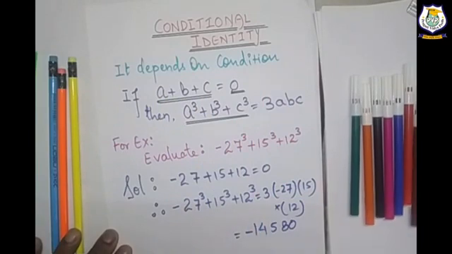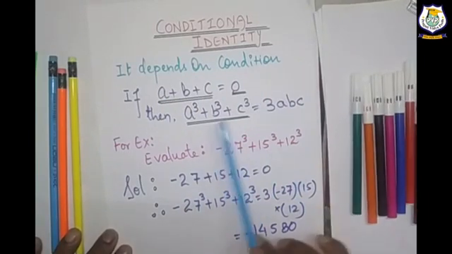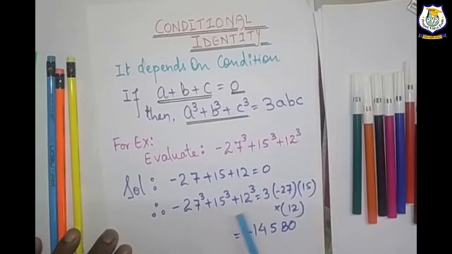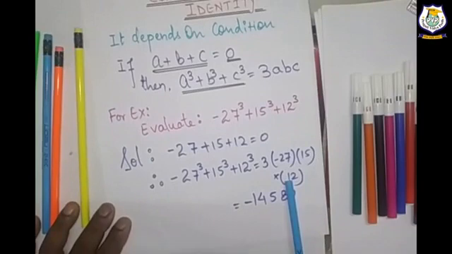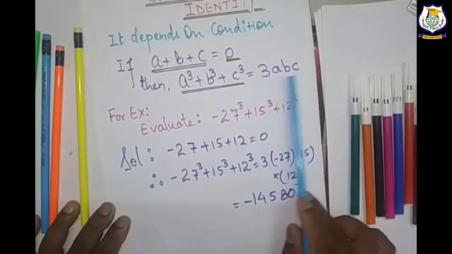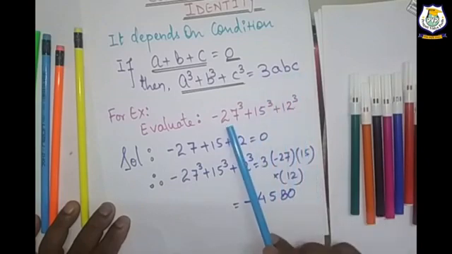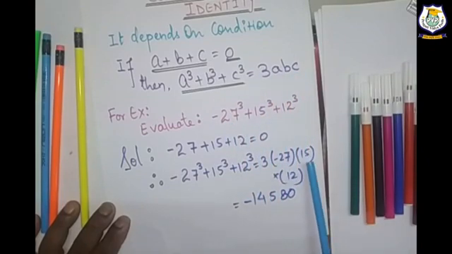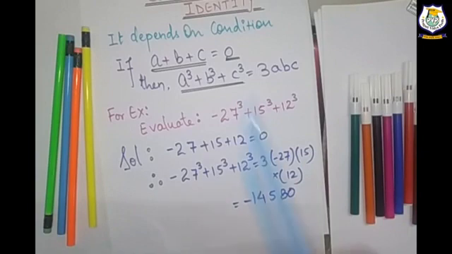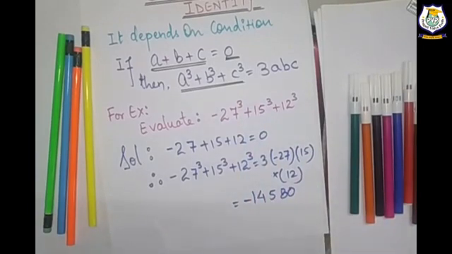So directly we can apply the conditional identity, which says a cube plus b cube plus c cube equals 3abc. That is, minus 27 cube plus 15 cube plus 12 cube equals 3abc. 3 is a constant term, where a, b, c are minus 27, 15 and 12. So the product of all these four terms is minus 4580, which we needed. So this is all about the identities.